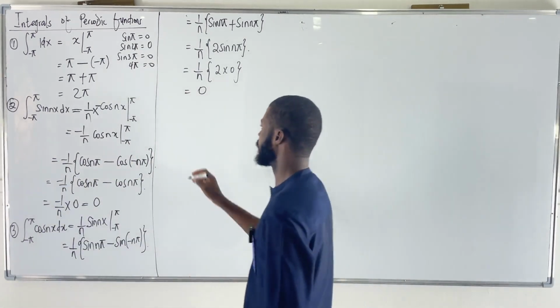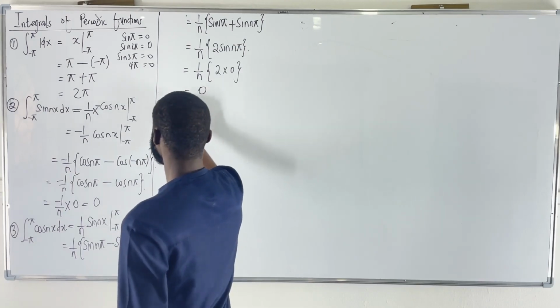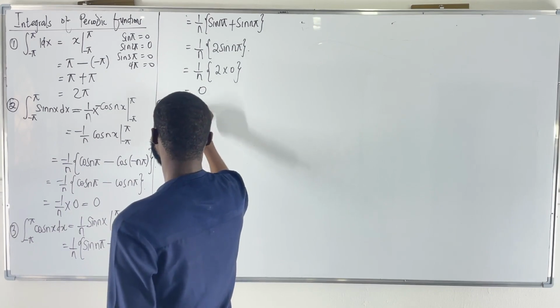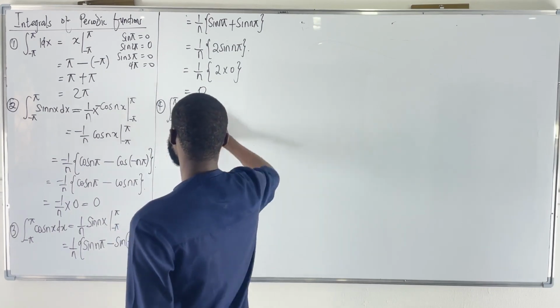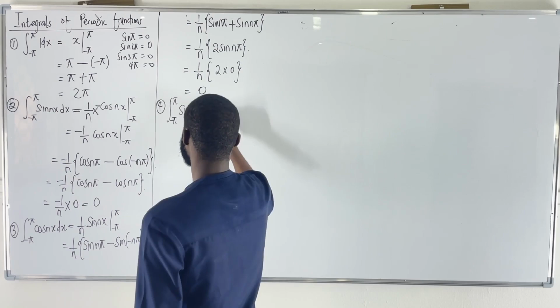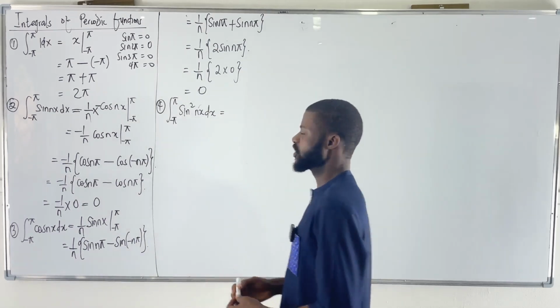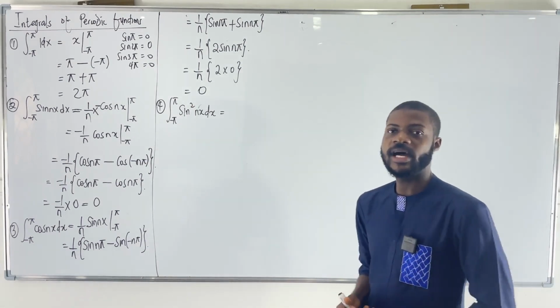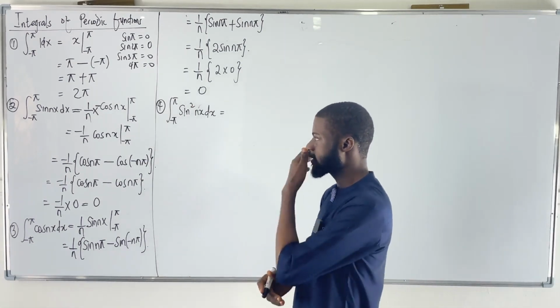Let's go to the fourth one. The integral from minus pi to pi of sine squared nx dx. So what if for some reason we have a square? That's why this is squared here. How do we treat this?